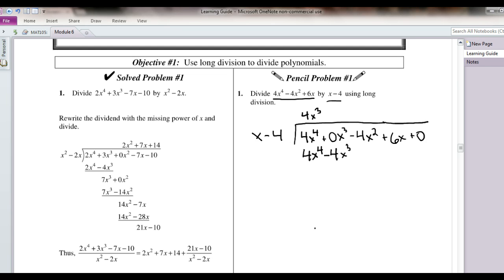So what I did there really is I just took 4x to the third times x minus 4, and I multiplied by each one. And that's how I got this right here. So now we take that and we subtract it from the things above it. So 4x to the fourth minus 4x to the fourth is 0. And now we're subtracting negative 4x to the third, so we get positive 4x to the third. And we bring down the next term, minus 4x squared.